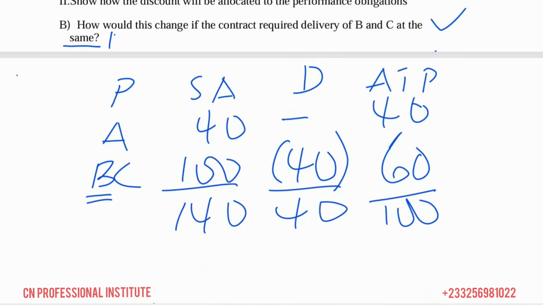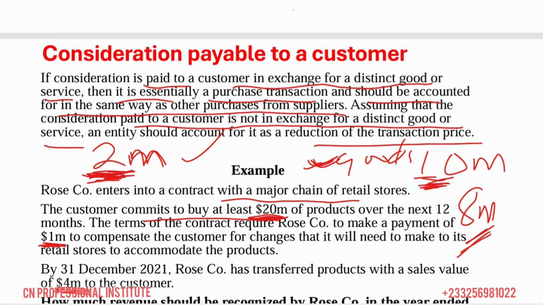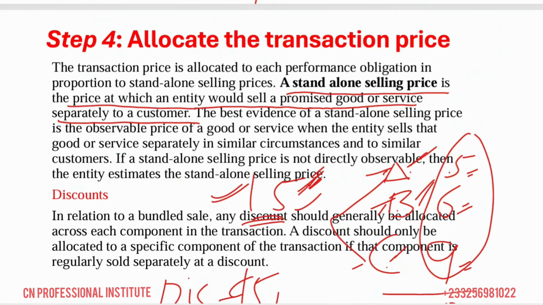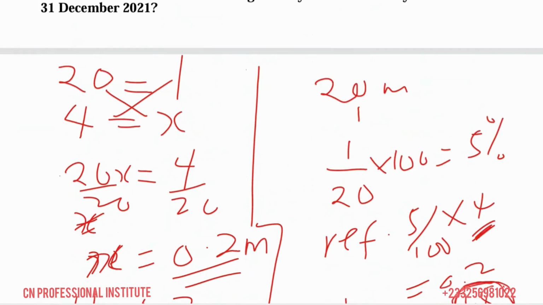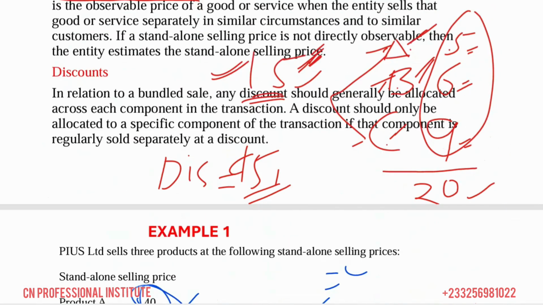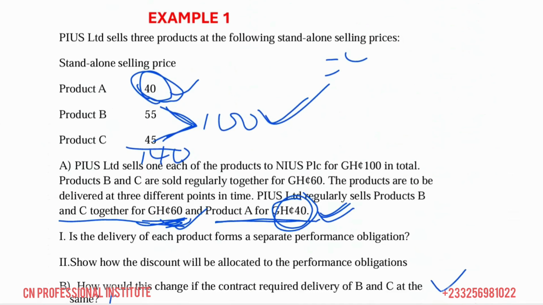As simple as that: A, B, C. Very good. So in this question, we've allocated the discount. We have shared the discount, not the transaction price. So step 4 is about what? It says we should allocate the transaction price to separate performance obligations. But the question asks us to allocate the discount, so we are doing what the question says. We are allocating the discount.